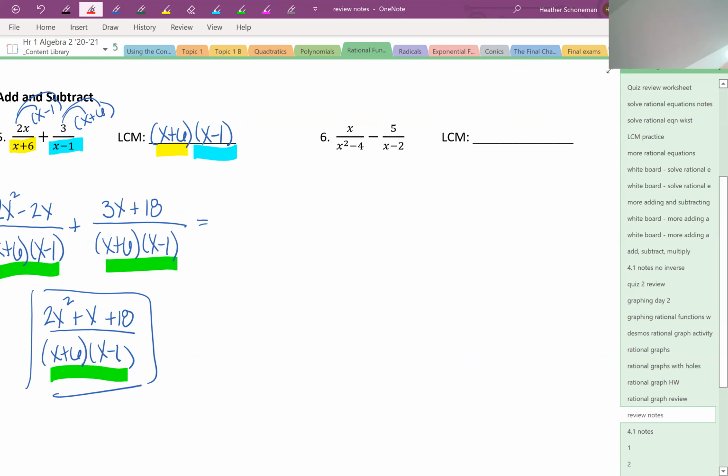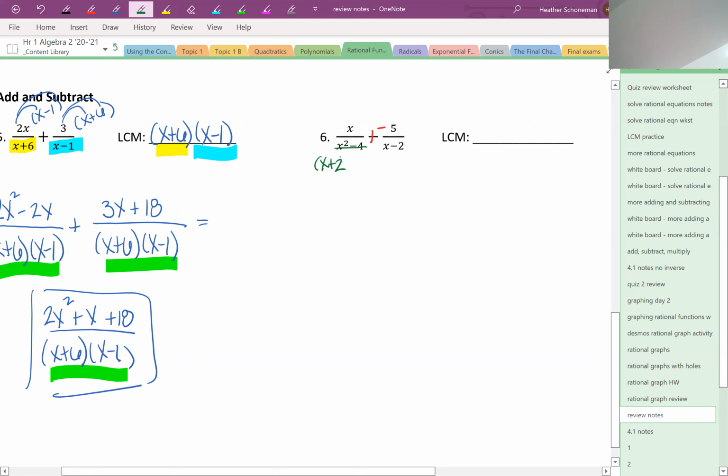Okay, couple things going on in number 5. First of all, because it's a minus, I'm going to immediately change it to plus negative. Not even going to do anything else before I do that. Second, to find the least common multiple, I've got to have everything factored. And this isn't factored. This needs to factor to x plus 2, x minus 2. So now I have my least common multiple.